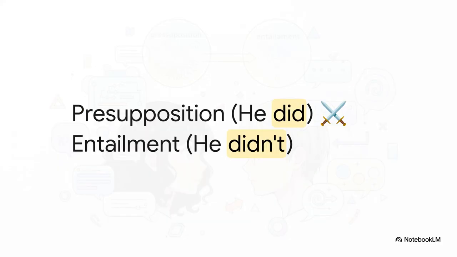And here it is, the heart of the conflict. You've got the presupposition from Shirley's statement, he did it, clashing head-to-head with the entailment from Jean's statement. Remember, an entailment is the logical consequence of what's asserted. So Jean's sentence, he didn't get her pregnant, logically entails, he didn't get her pregnant.